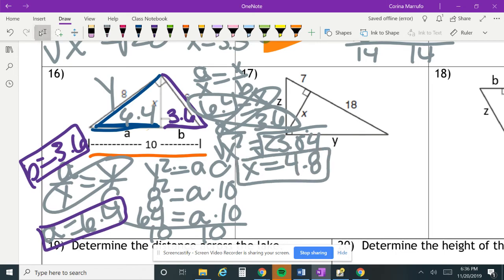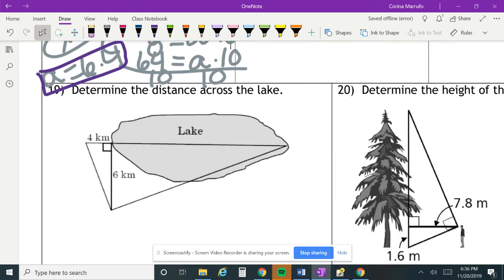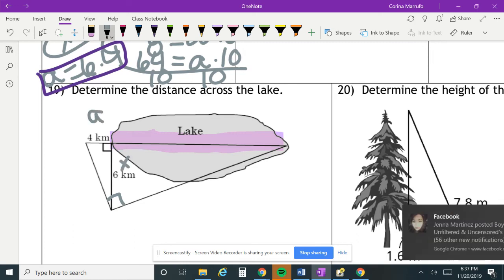I'm going to skip the other two because it's a little repetitive. All right, the next one says determine the distance across the lake. So we're looking for this distance from here to here. Based off of the information they give us, this is 6 and this is 4. I'm assuming this is a right angle here so that we can use that theorem. Okay, so this is our X, this is our A.